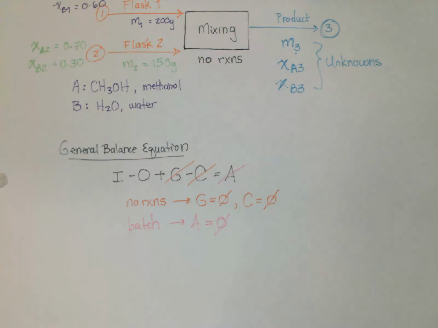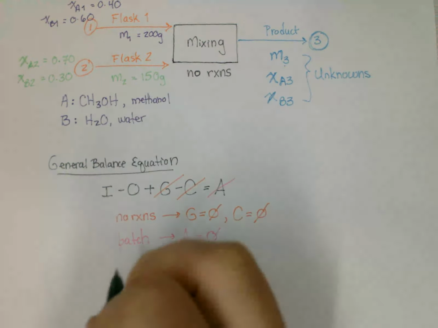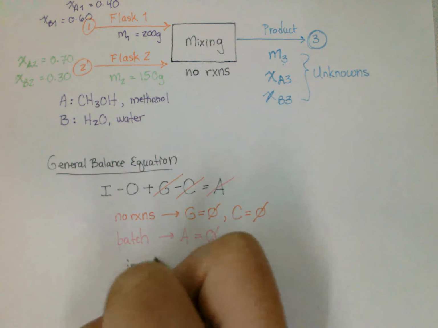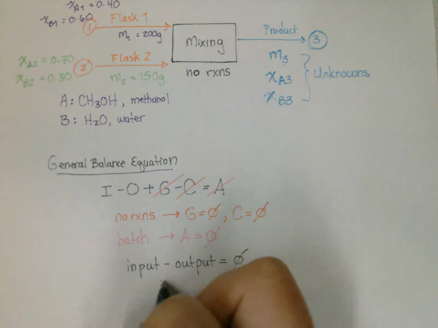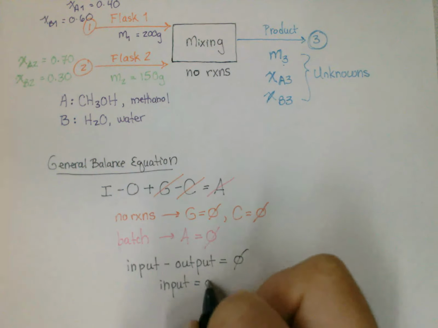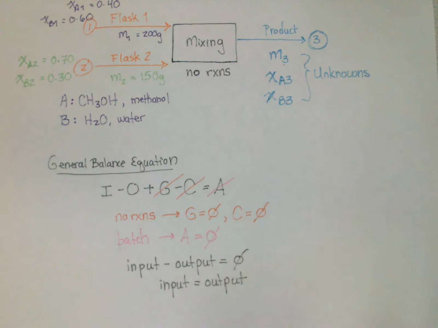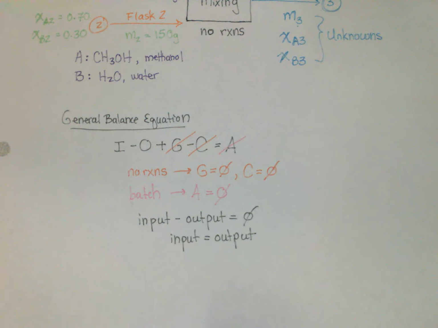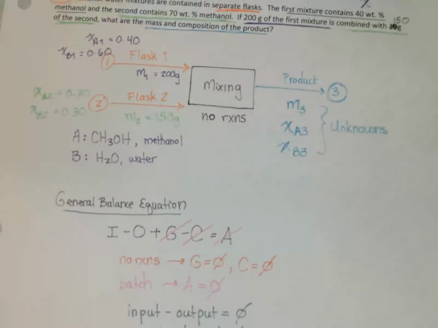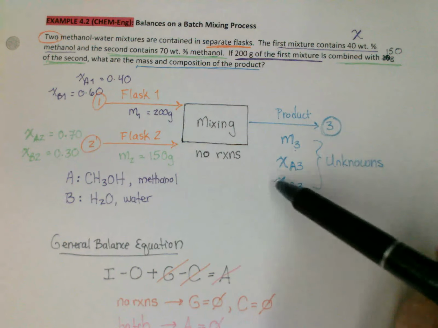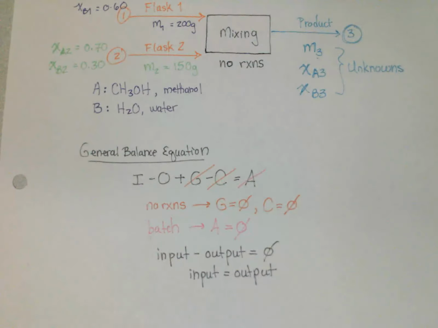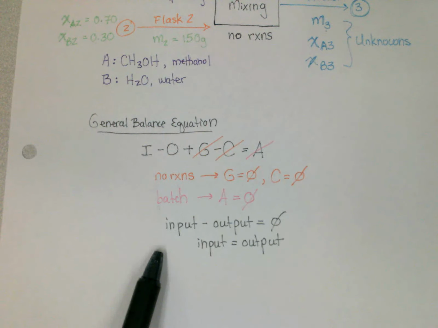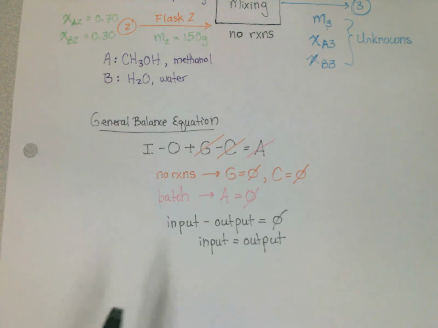So if we are writing the general balance equation on this process, we can say that the input minus the output must be equal to 0, which means that whatever goes in must come out in this system. Input equals output. All right? That's going to get us started for this problem. Okay, so 2 steps to start every single problem. Set up your flow diagram. If this highlighting technique works for you, I want you to try it. And then write the general balance equation. In the next video, we will go through how to solve this problem.